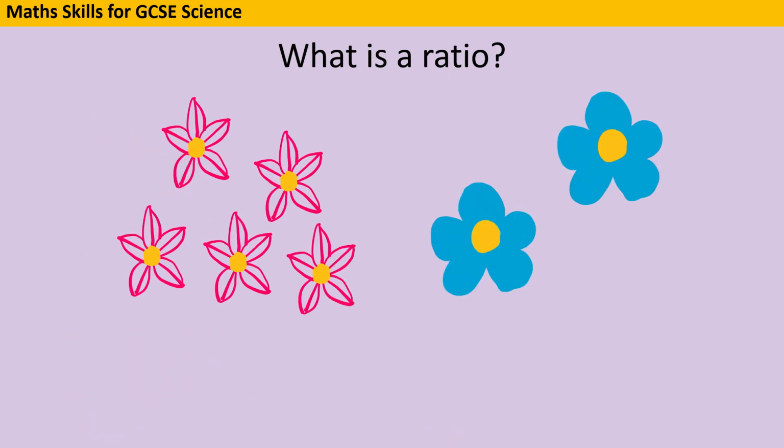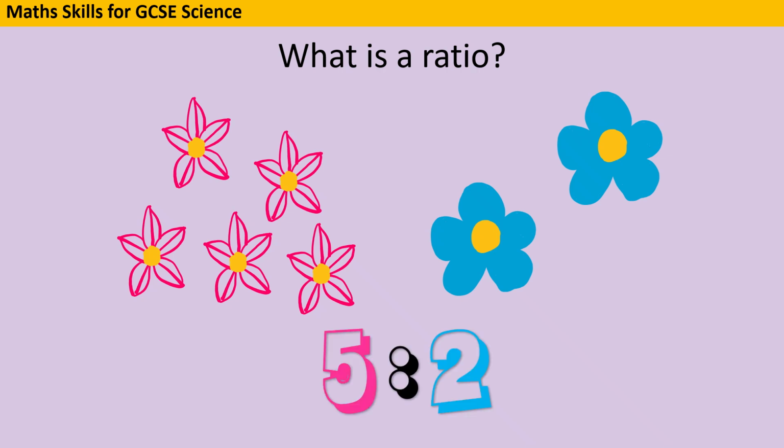A ratio describes how many of one group there are compared to another group. In this group of flowers, we can see that there are 5 pink flowers on the left and 2 blue flowers on the right. So if we wanted to find the ratio of pink flowers to blue flowers, then we would write 5:2, because we have 5 pink flowers and 2 blue flowers.